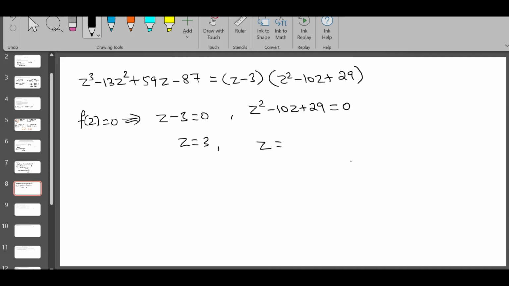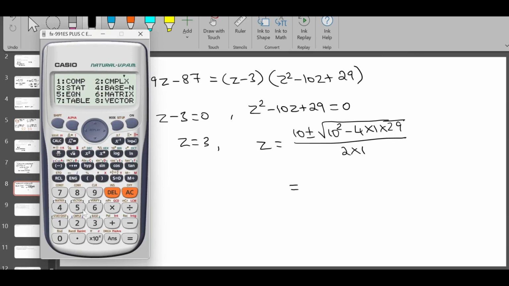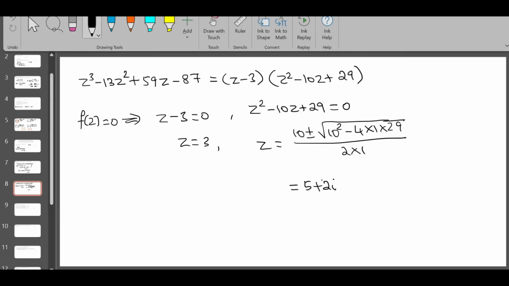So z is minus b plus or minus square root of b square minus 4ac over 2a. And then straight away use your calculator to get the values. With 1, negative 10, 29, we get two complex roots, 5 plus 2i and 5 minus 2i. So we got all the three roots already.